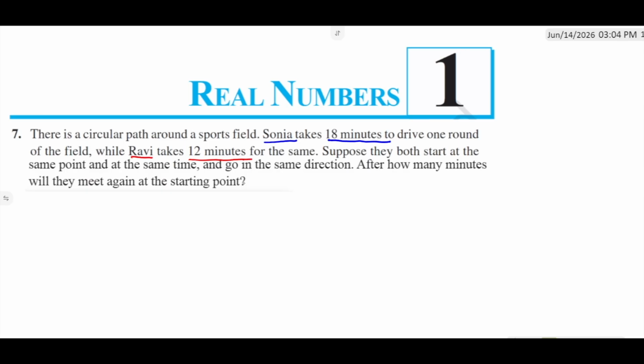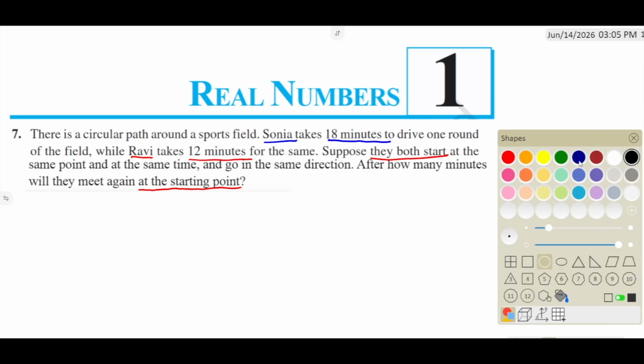Okay, so there is a circular path around a sports field. Sonia took 18 minutes to drive one round of the field while Ravi takes 12 minutes for the same. Suppose they both start at the same point at the same time and go in the same direction. After how many minutes will they meet again at the starting point?